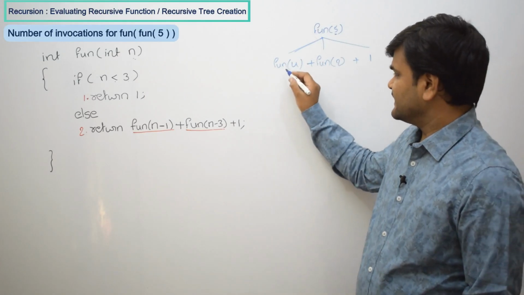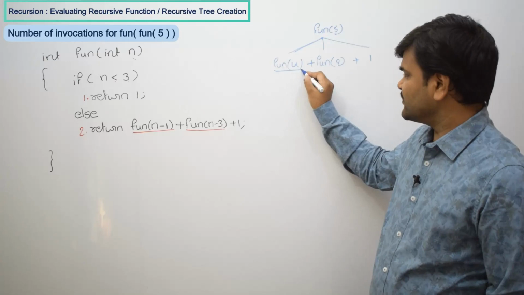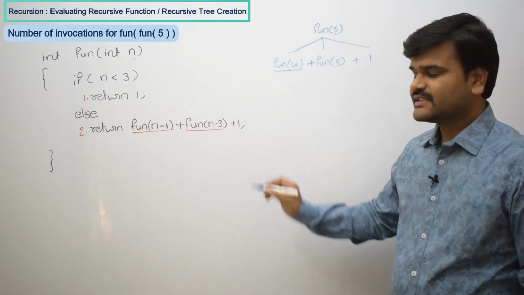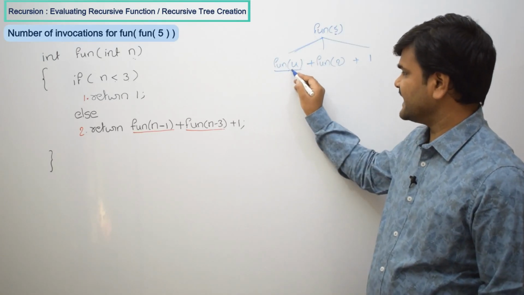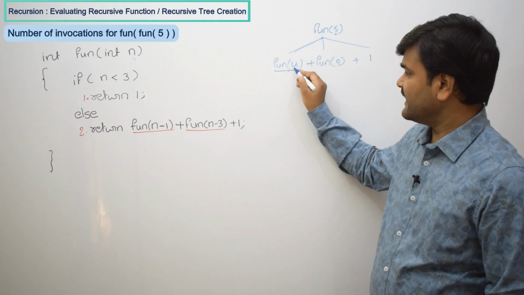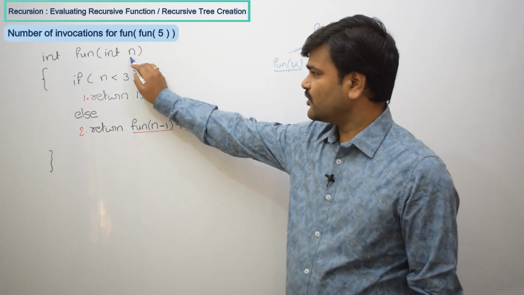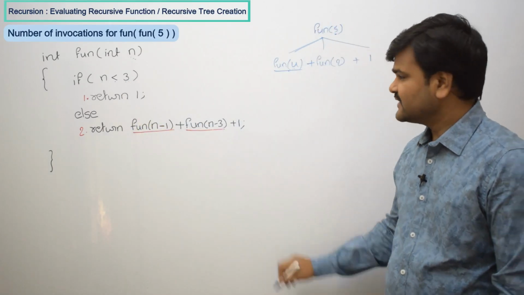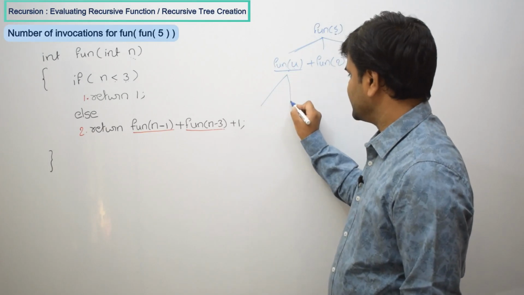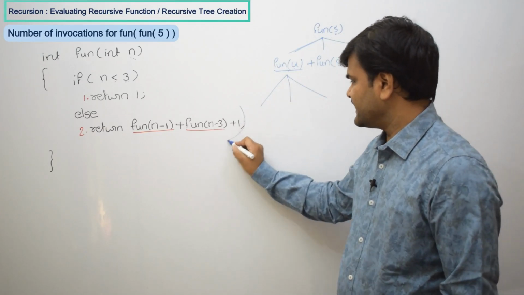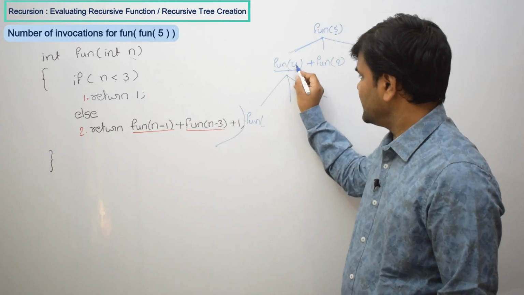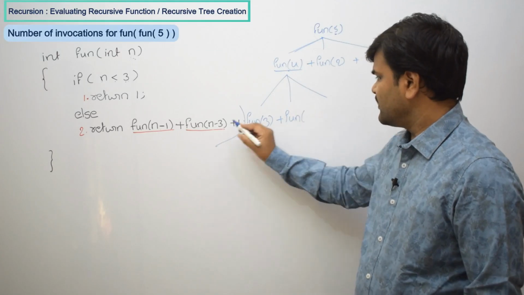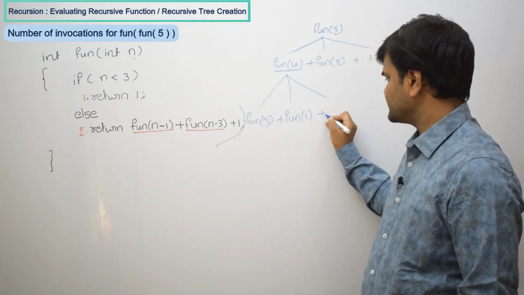Then in this statement, first we have to execute this part. What is the return value for this we have to find out. So first we are going to execute this. That means again the same function call with the new n value 4. Now n is 4, 4 less than 3, condition false, coming to the second statement. So again 3 branches, right? Even here, fun of 4 minus 1, 3, plus fun of 4 minus 3, 1, plus 1.